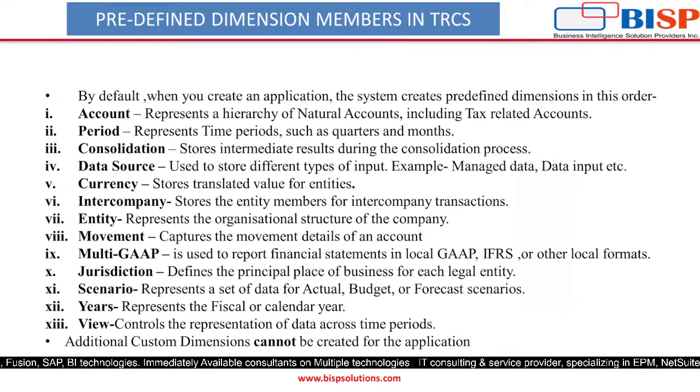Okay, so the next dimension member is consolidation. It will store the intermediate results during the consolidation process. So we'll have to run the consolidation, which is a very important business rule in this application, because all the tax automation, RTA automation, and CBCR automation are directly linked to this consolidation business rule. Once that particular business rule is run, only then can we see the result of all the automation that we have created in this application.